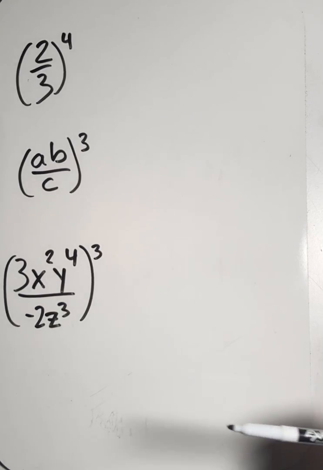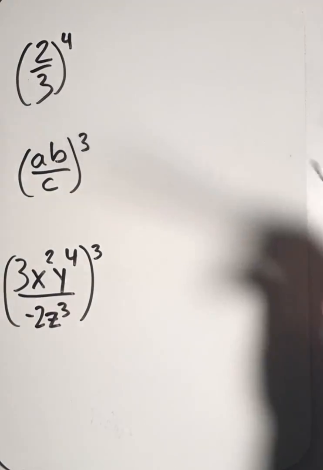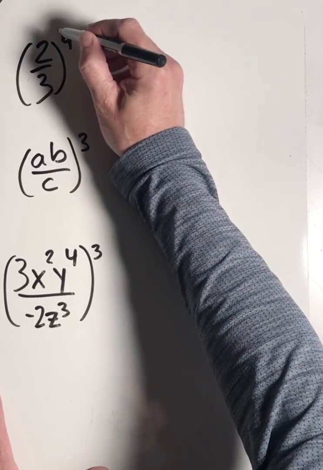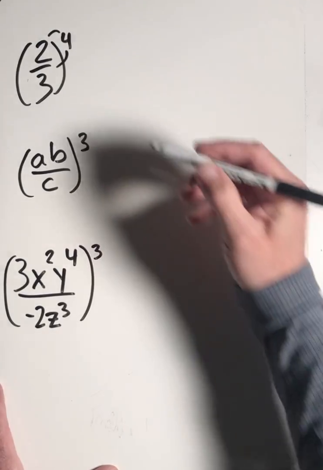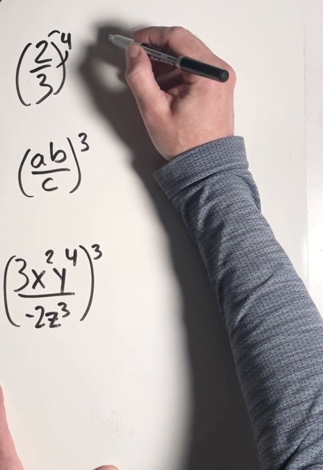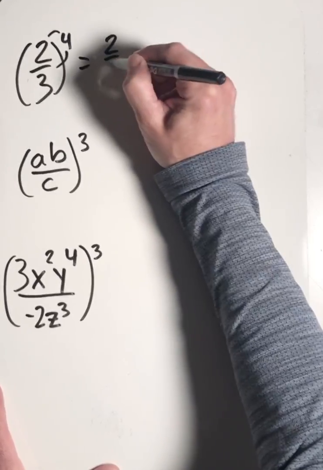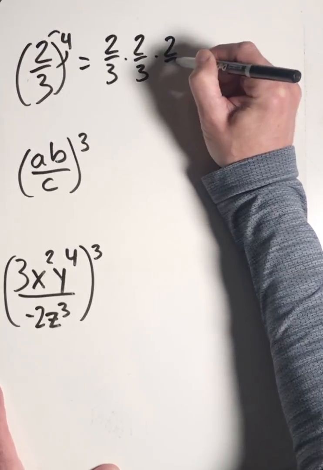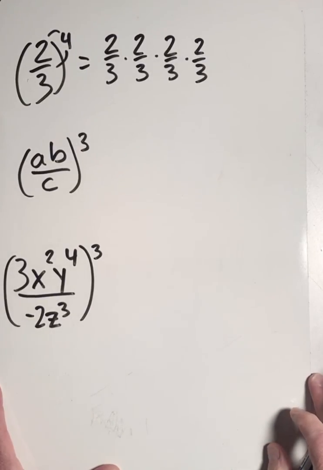Now we will look at the power of a quotient. When we have a fraction inside parentheses, taken to an exponent, the exponent will be applied to both the numerator and the denominator. So it would just be like taking repeated multiplication of a fraction. This would be equal to 2/3 times 2/3 times 2/3 times 2/3.